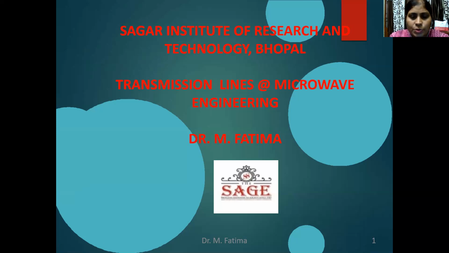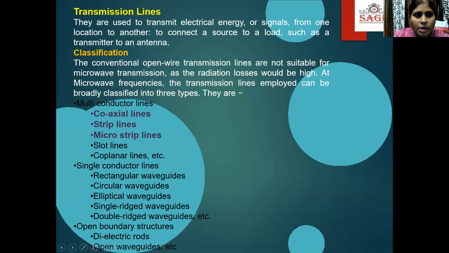Today I'm taking the transmission line topic of microwave engineering. Transmission lines are used to transmit electrical energy or signals from one place to another, to connect two devices or a source to a load, like a transmitter to an antenna or an antenna to a receiver. The conventional open wire transmission lines are not suitable for microwave transmission as the radiation losses would be very high.